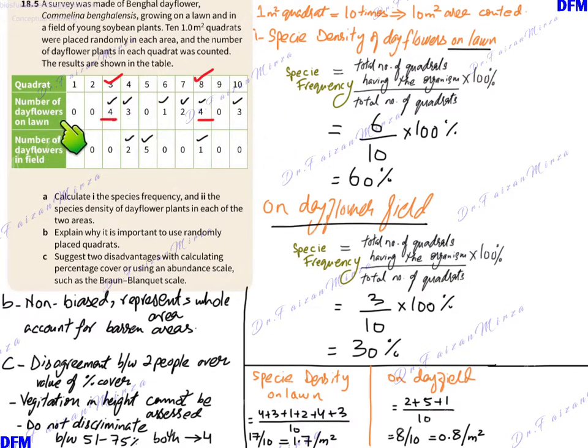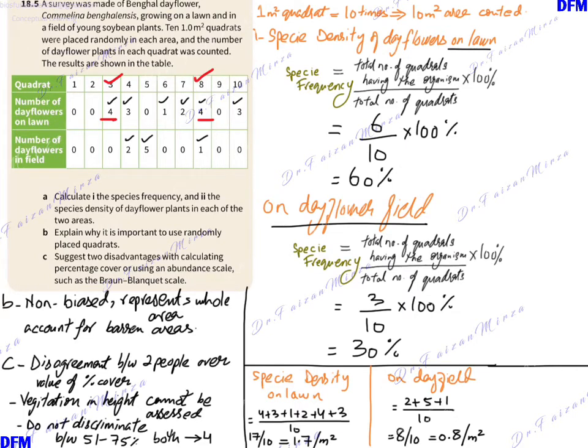For example, if the day flower on lawn is counted, it's present in 1, 2, 3, 4, 5, and 6 of the quadrats. So it's 6 by 10. 10 is the total number of quadrats that were used, multiplied by 100. So 60% is the species frequency. Whereas in the field, it's present in 1, 2, and 3 of the 10 quadrats. So 3 by 10 multiplied by 100, which turns out to be 30%. So you can see, where is the species more frequent? It's more frequent in the lawn because it's 60% there, where it's just 30% in the field.